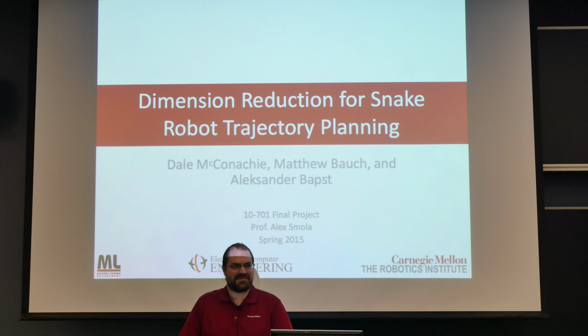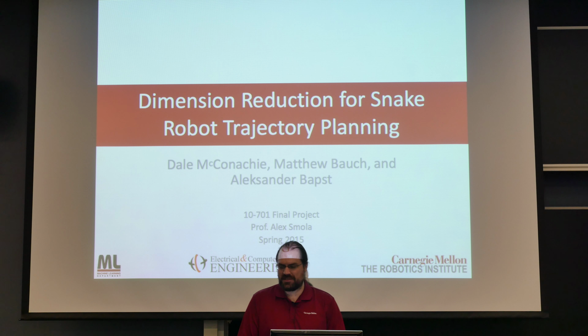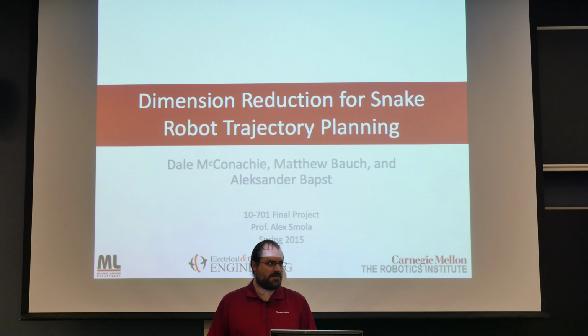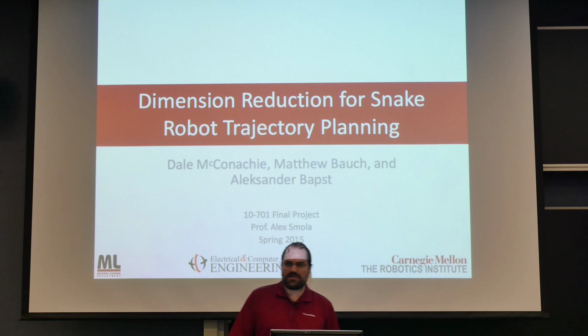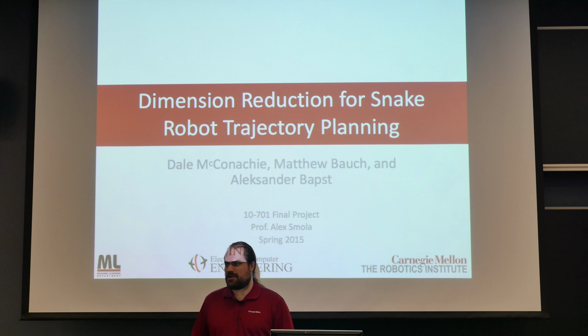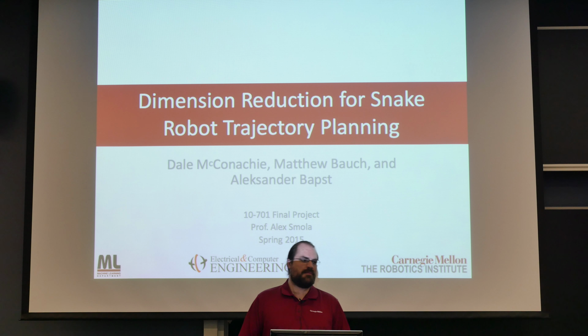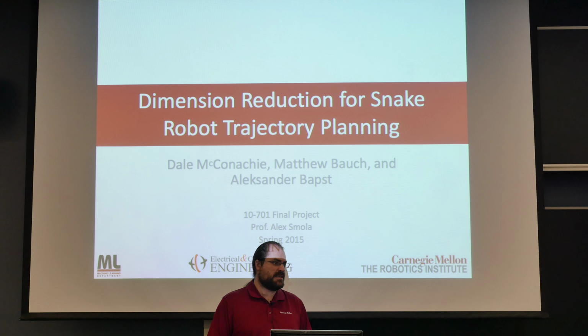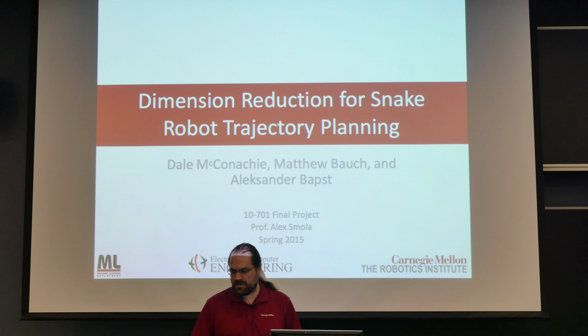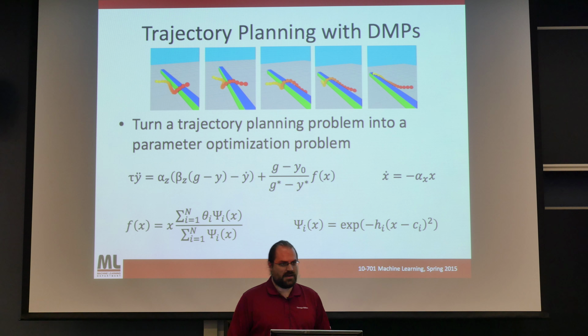All right, so our project was on dimensionality reduction for snake robot trajectory planning. What that means for us is we're trying to build a library of motions for bypassing obstacles. And to do that, we're going to use some dimension reduction techniques to try and bring this down into a problem that we can apply machine learning to. So one example of a trajectory like this would be getting a snake robot to move past a rectangular beam.